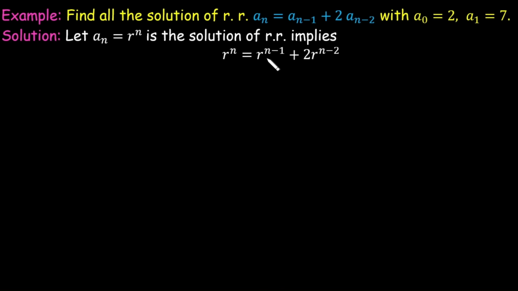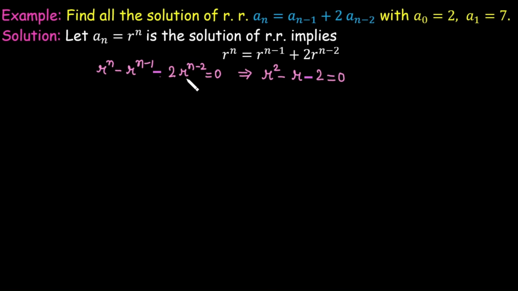After that, we can take all these terms on the left side and we can write r raised to power n minus r raised to power n minus 1 minus double of r raised to power n minus 2 is equal to 0. Now the lowest power is r raised to power n minus 2. So divide by this lowest power. So we have from here r square minus r minus 2 is equal to 0.